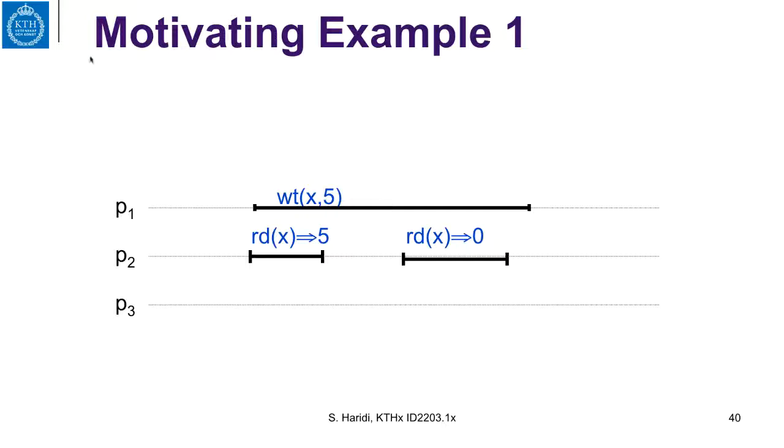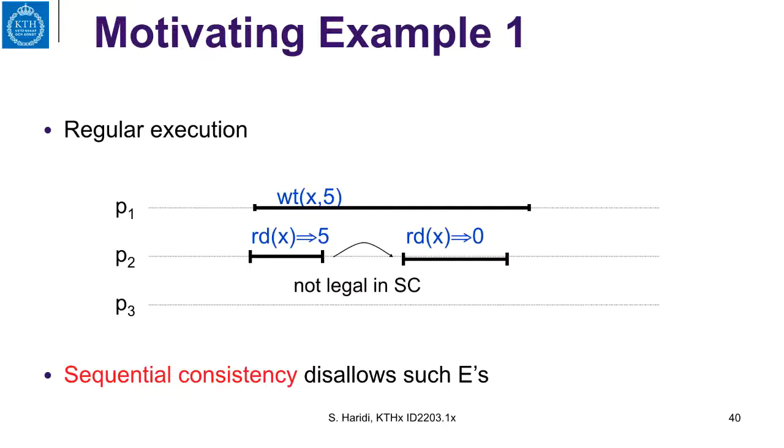This execution is a regular execution. As you can see, both these reads overlap with the write, and the first read returns the value 5, but the second read returns the value 0, which is a property of regular registers. But this execution is not sequentially consistent, because sequentially consistent traces do not allow this behavior, where on the same process you return the value 5 and after that you return the value 0. There is no single sequential execution or trace that can give this result.